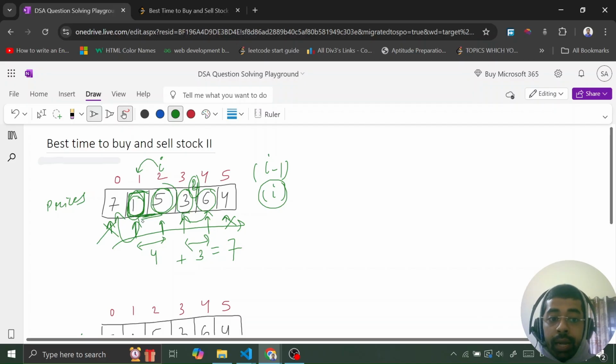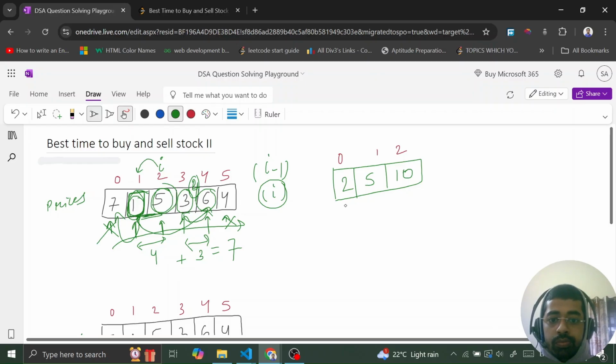Why it might happen that, okay, I can buy it at 1 and I can sell it somewhere else. We are missing those cases, right? No, we are not missing those cases. I will give you an example here. Let's say it is 2, let's say we have 5 here, and let's say we have 10 here. Let's index them 0, 1, and 2.